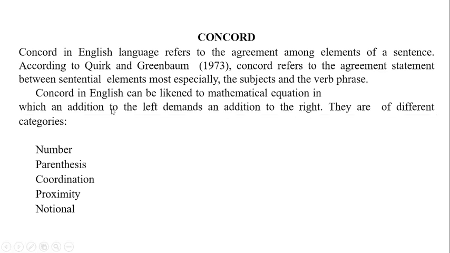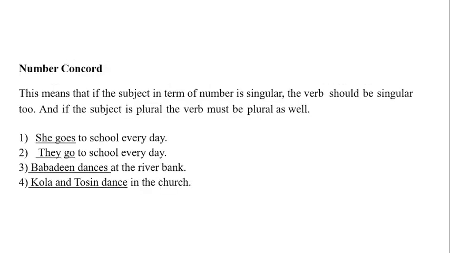We have different categories. So let's talk about the types of Concord that we have. Number one, we have the number Concord. Then we have the parenthesis Concord. We have the coordination Concord. We have the proximity Concord. Then we have notional Concord. So let's go with the first one, number Concord.